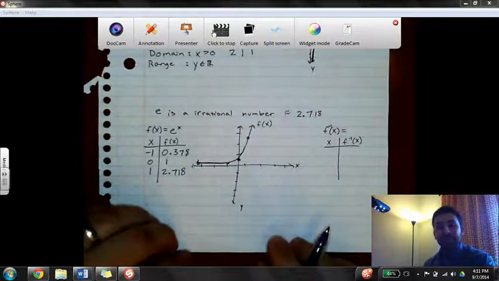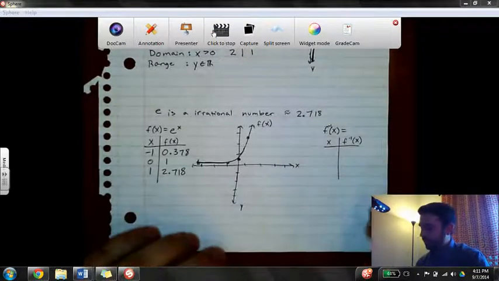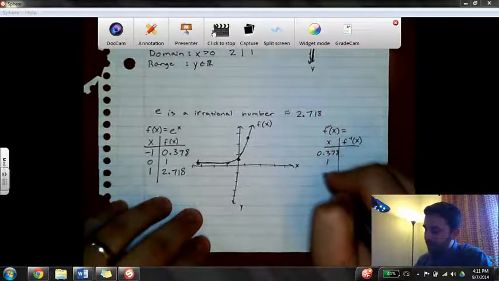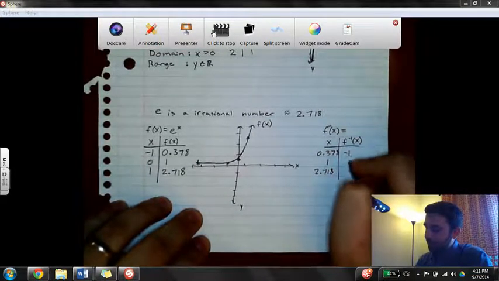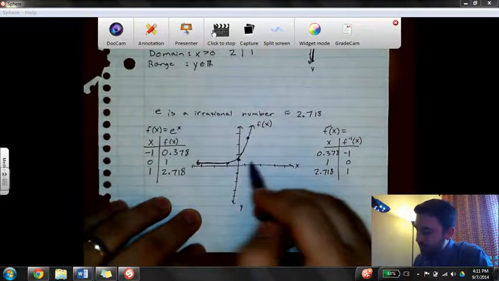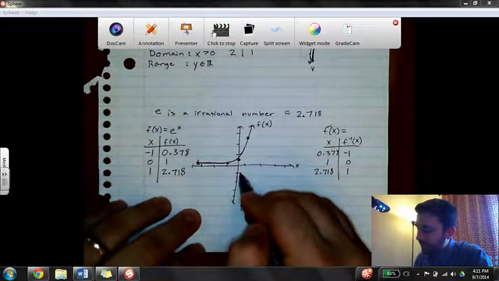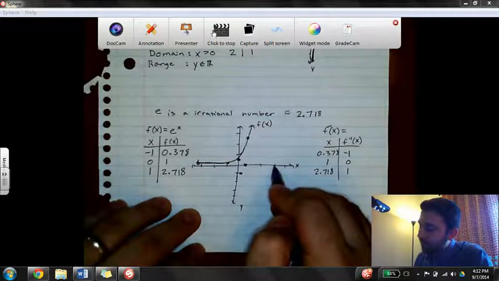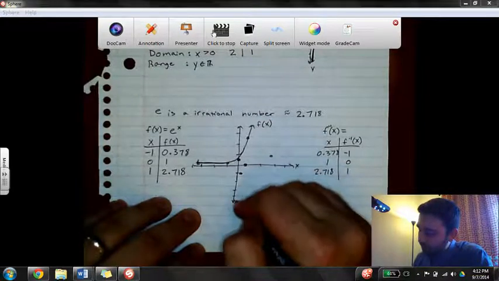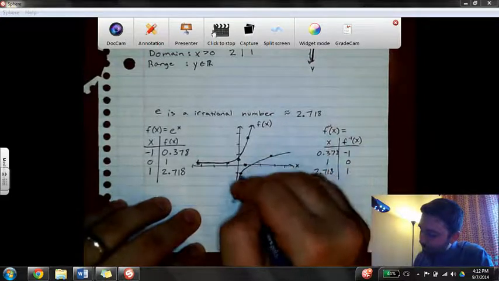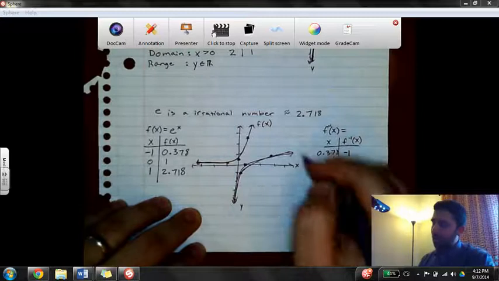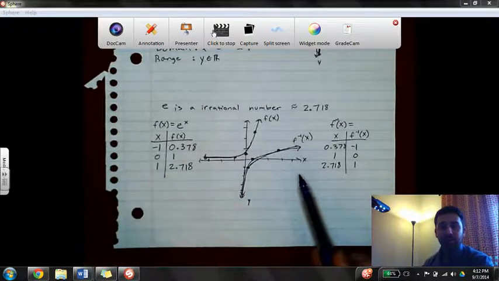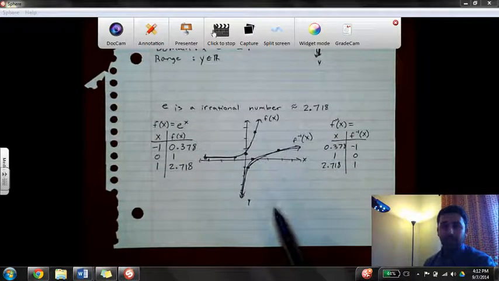Now to find the inverse of that, we would once again switch the x and y values and plot those points. So at 0.378 I'm at -1, at 1 I'm at 0, and at 2.718 approximately I'm at 1. So we notice here in the inverse function of e to the x, it looks very similar to a logarithm. And since e to the x is an exponential function, its inverse is a logarithm.